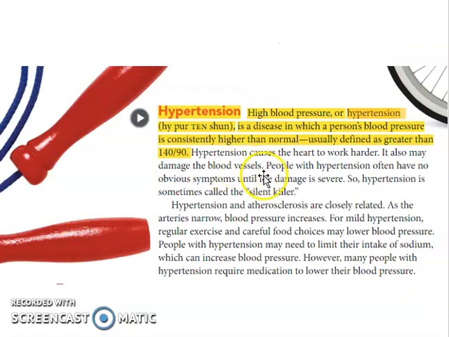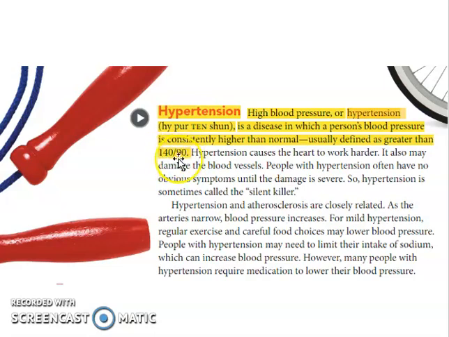This is the next disease or illness that causes problem to our circulatory system, hypertension. In other words, hypertension is high blood pressure. So when our blood pressure is really high, it could lead us to illnesses which is called hypertension. So what is hypertension? This is a disease in which a person's blood pressure is consistently higher than the normal. So what is the normal blood pressure? The normal blood pressure is 140 over 90.